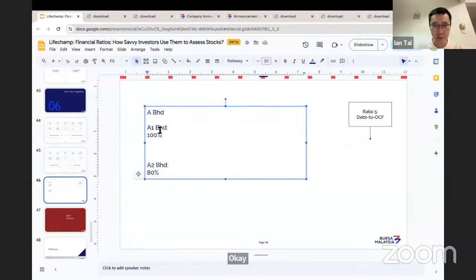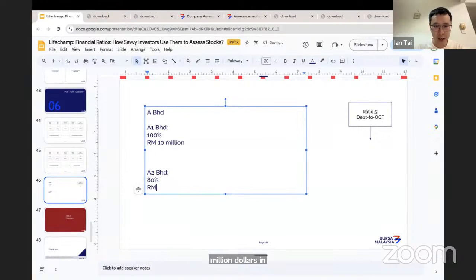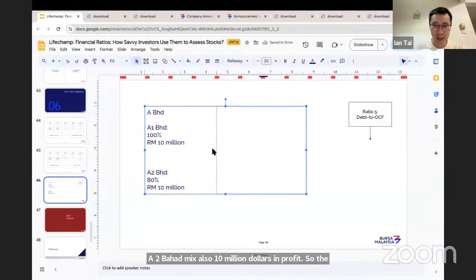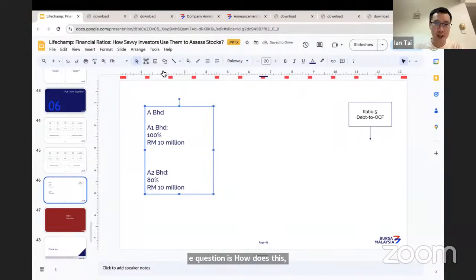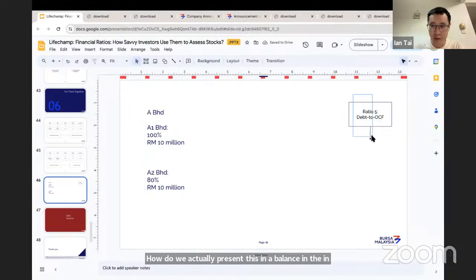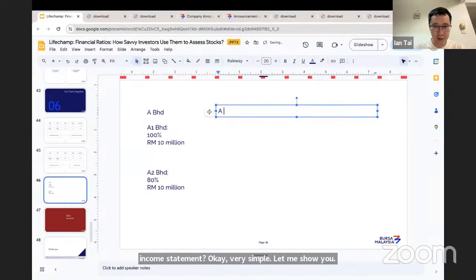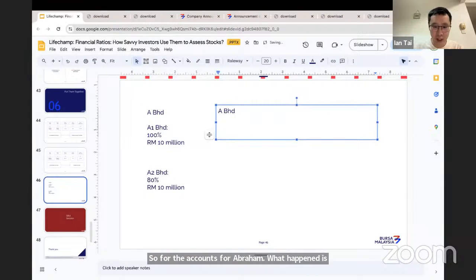For A1 Berhad, it makes $10 million in profit. A2 Berhad also makes $10 million in profit. So the question is, how do we actually present this in a balance sheet, in the income statement? Okay, very simple. Let me show you. So for the accounts for A Berhad, what happens is that we will actually have profit after tax, which is 20 million.